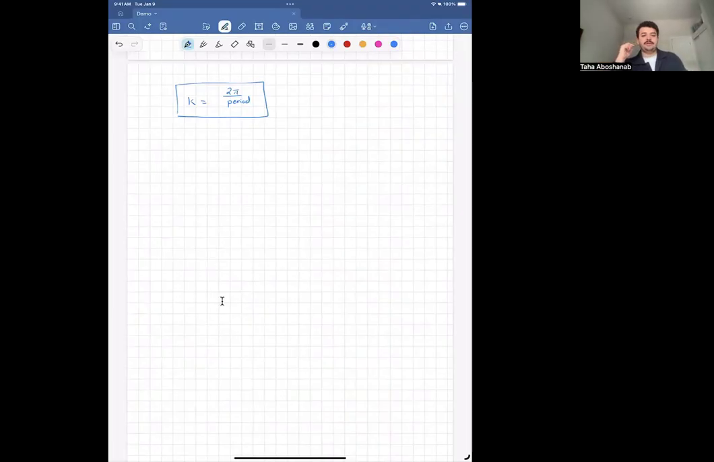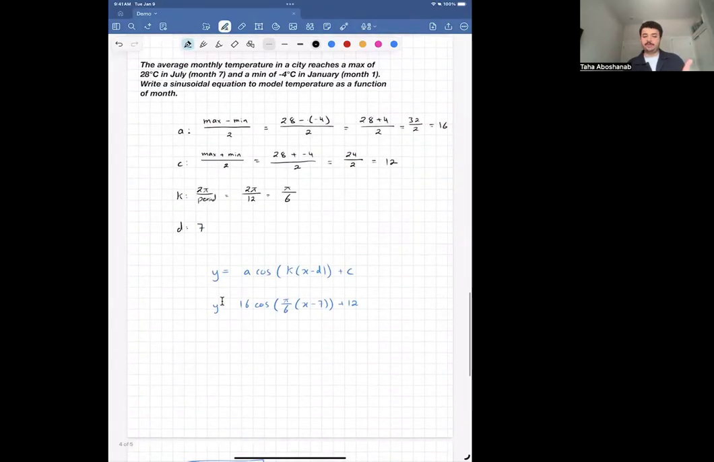Another thing is to remember the steps that we were doing in identifying those variables. Basically, we first found the A, the amplitude value. Then we went ahead and tried to find the C. Then we tried to find the K, which is related to the period. And then we tried to find the horizontal shift, which is D, depending on which function you're using.